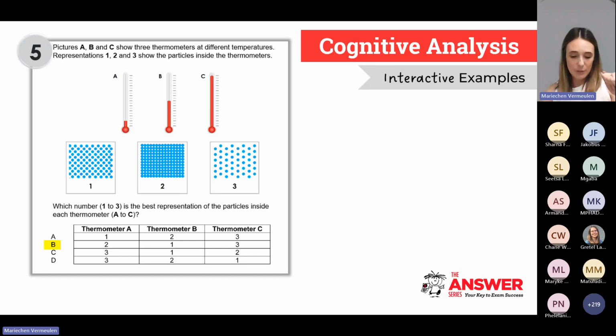So Adriette, you can post the poll for multiple choice question number 5. And you can cast your vote.